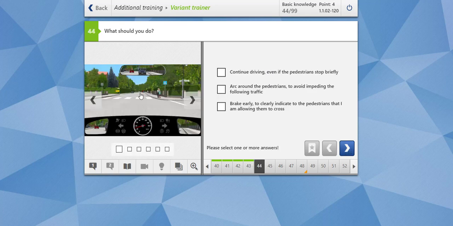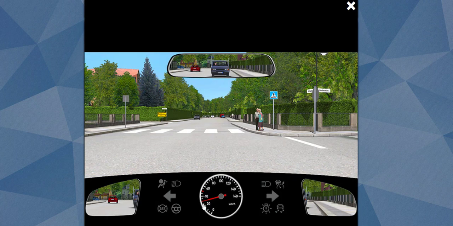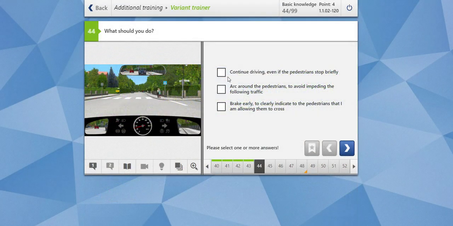What should you do? So what we see here is that we are driving at 30 km/h. There is a pedestrian crossing sign, and there are pedestrians who seem to be old people and they want to cross the road. Continue driving even if pedestrians stop briefly? No. Since there are already pedestrians waiting to cross the pedestrian crossing, you should wait.